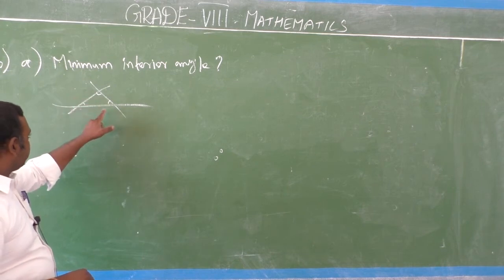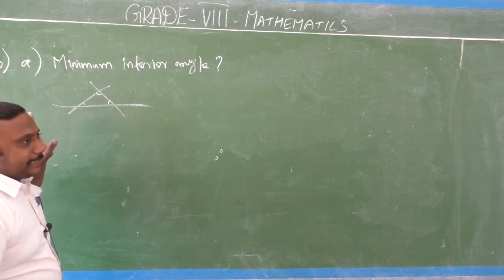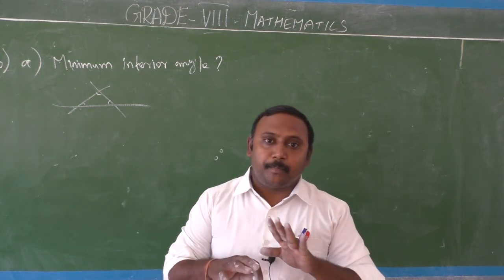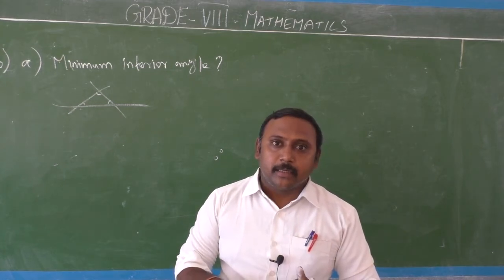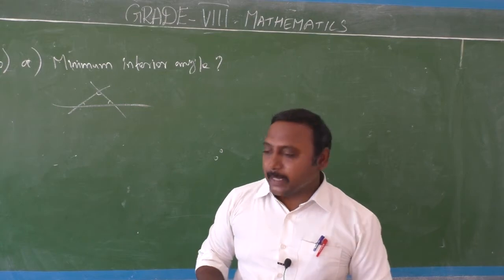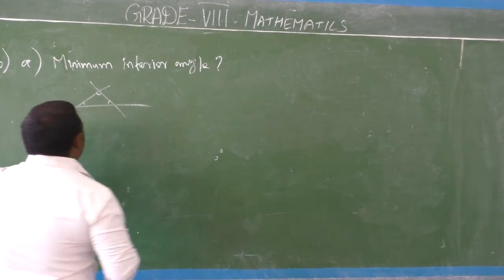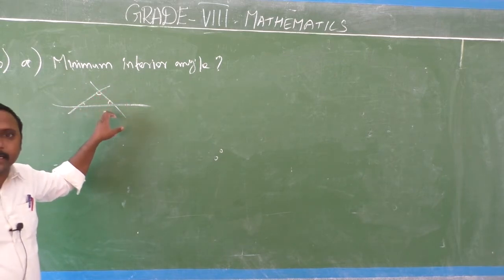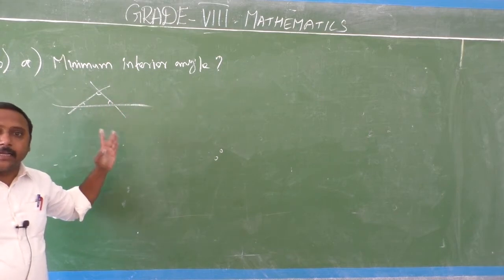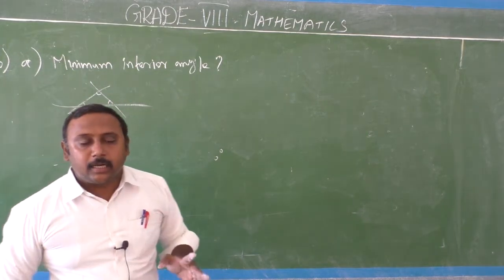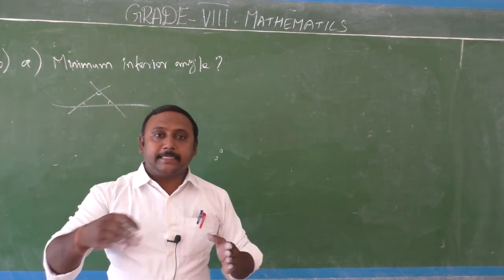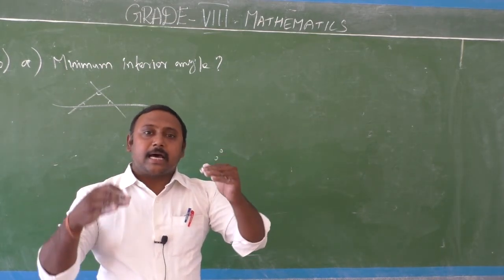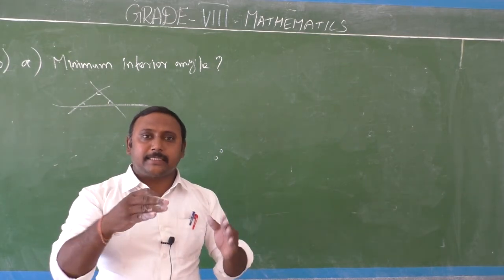This is in the form of a triangle. But the question is, what is the minimum interior angle of a regular polygon, not just a polygon? It should be a regular polygon. In a triangle, as we already learned, only an equilateral triangle is a regular polygon, because in a regular polygon all the angles and sides are equal.